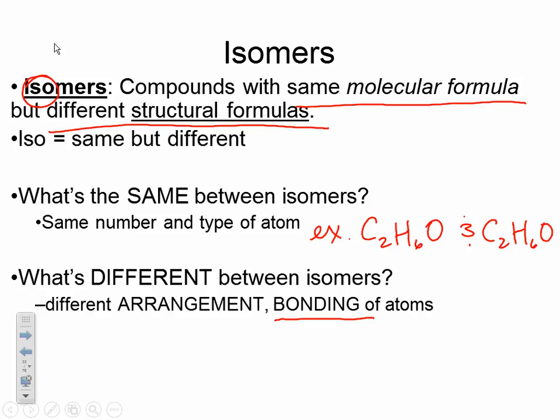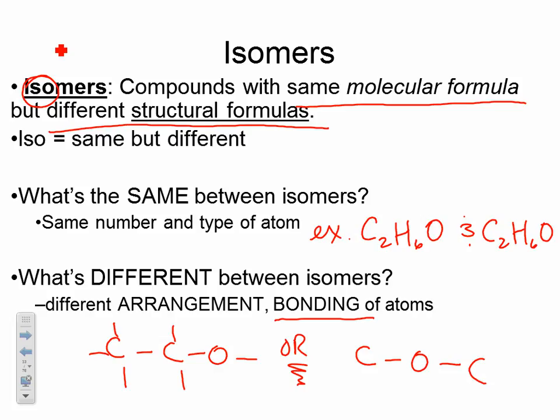So this C2H6O, I actually have 2 ways that I can connect the 2 carbons, 6 hydrogens, and 1 oxygen. I could do 2 carbons bonded to each other, and then an oxygen at the end, and then 1, 2, 3, 4, 5, 6 hydrogens. Or I could do a carbon, then an oxygen, then a carbon, and then do 1, 2, 3, 4, 5, 6 hydrogens.